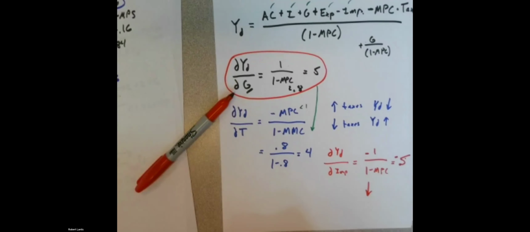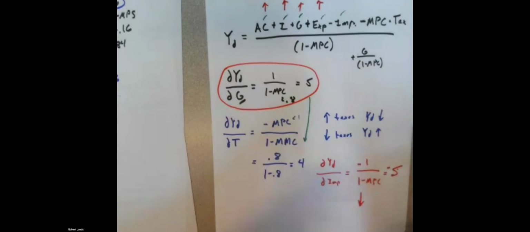I'd actually need imports to go down instead of up. So the directional change matters when we're thinking about imports, because they're not getting added in, they're getting subtracted. In the earlier examples that are a little easier, I was just giving you net exports.